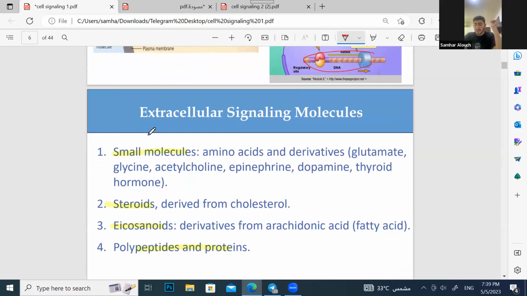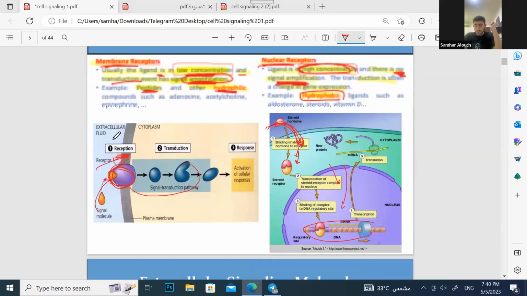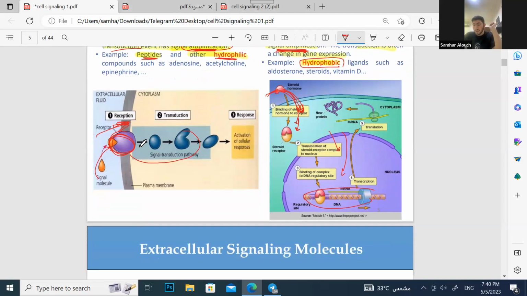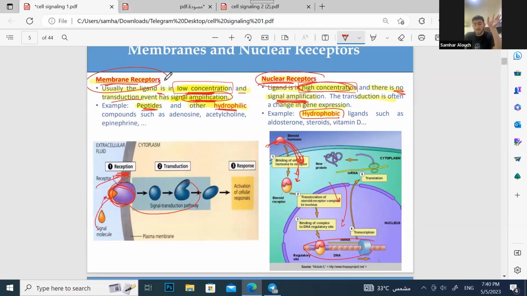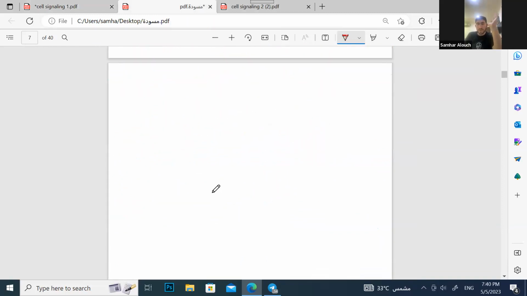Okay, so now let's continue. Extracellular signaling molecules. By the way, these first two lectures, which I will explain, will be about membranous receptors. My friend will explain the steroid receptors and nuclear receptors. So from now on, everything will be about membranous receptors. Now we have a membranous receptor. This is the membrane and this is the receptor, and as we said, a ligand binds.